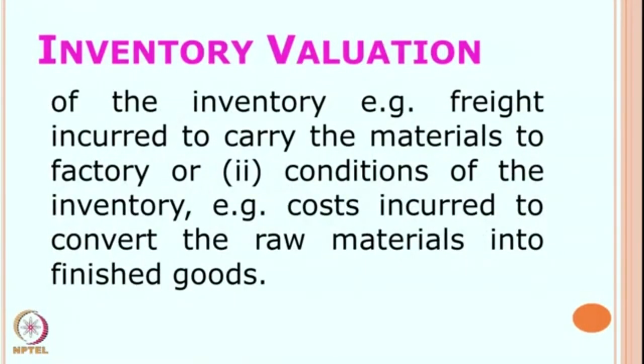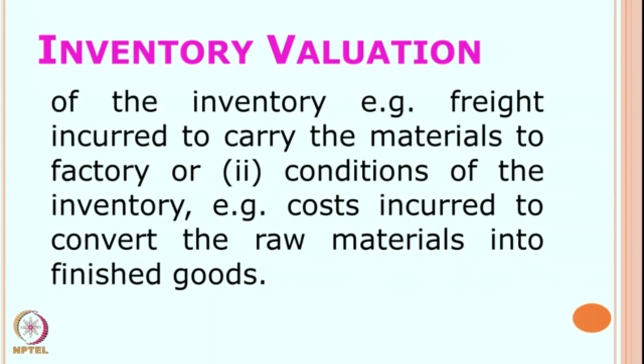But apart from that, we add a few more items. Suppose we are bringing it in, and we are paying some carriage inward or freight to bring it to our factory or to our storage godown. The cost spent on carrying it inward will also be added to the cost of inventory, because it is not just the purchase cost, but we are also looking at the change of location. If you are changing the location, then it is added to the cost of inventory. If the condition of inventory changes, then those costs are also added.